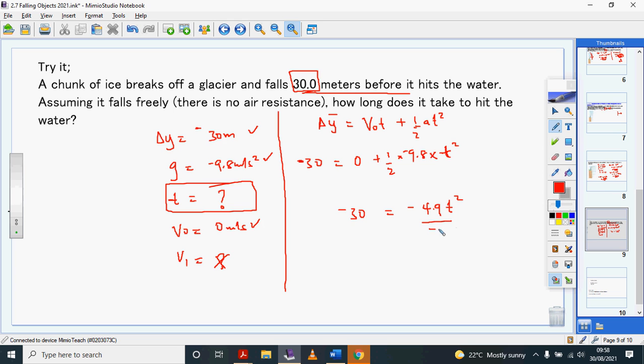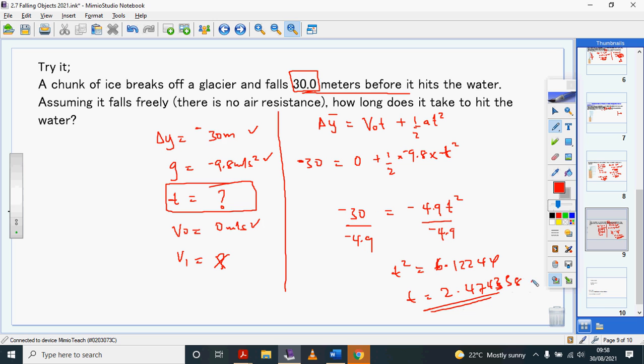If I want to find time, I divide by negative 4.9, divide by negative 4.9. So I have t squared is equal to 30 divided by 4.9, which is 6.122, so many numbers. And then I'll take the square root of that answer, and I have a time of 2.47 seconds.